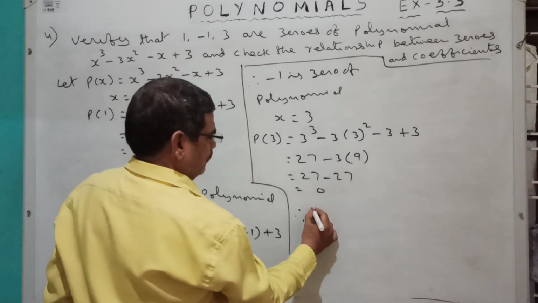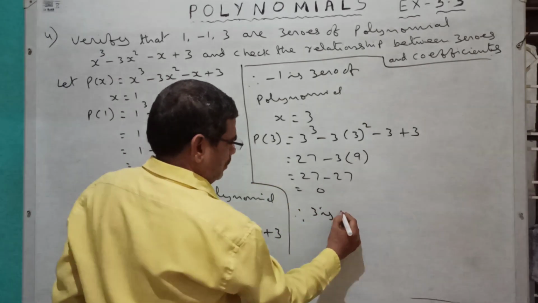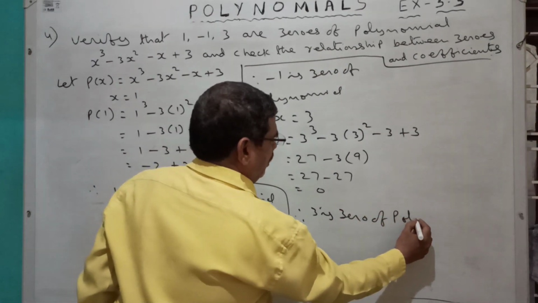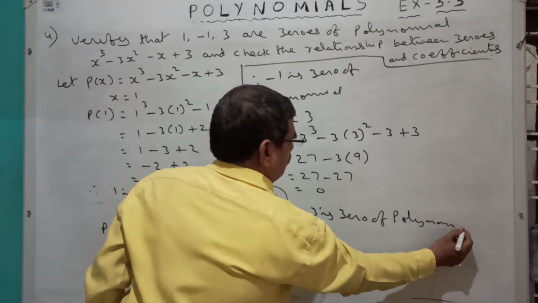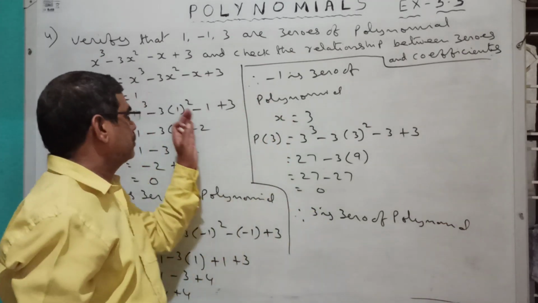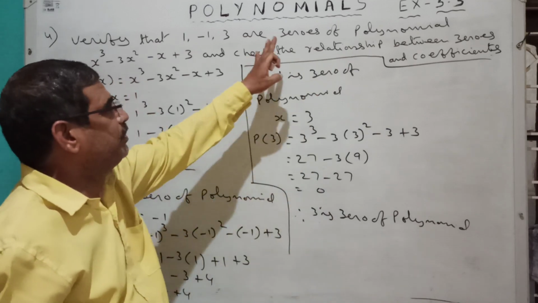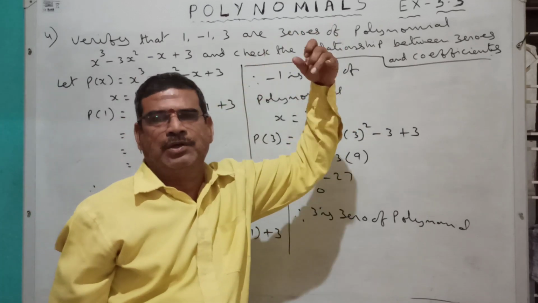Therefore, 3 is a zero of the polynomial. Okay. So these three are the zeros of the polynomial. Next, I have to verify the relation between zeros and coefficients.